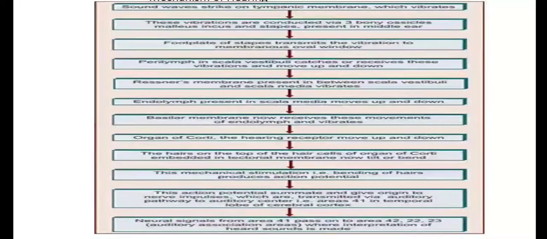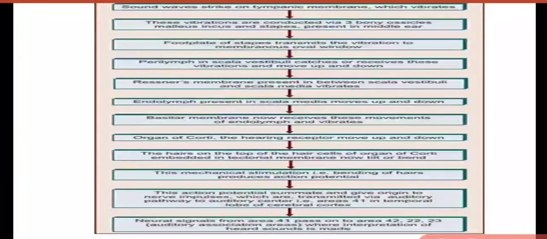Now this is the flow chart of the mechanism of hearing. Firstly, the sound wave strikes the tympanic membrane. How does it strike the tympanic membrane? The waves are collected by the external ear and sent to the auditory canal. Then they strike the tympanic membrane, or the eardrum, and this eardrum starts vibrating.